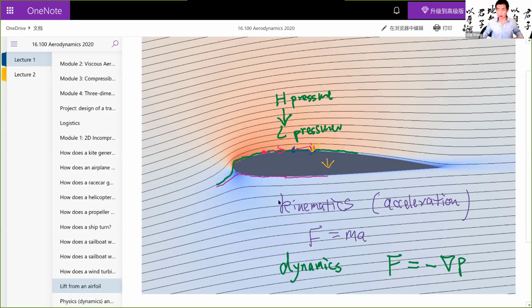And starting from the next lecture, we are first going to look at the kinematics and figure out how the fluid moves and accelerates. And then we look at the dynamics of what is causing the flow to move the way it is. And combining them, we're going to be explaining qualitatively and quantitatively how airfoils and wings generate lift.